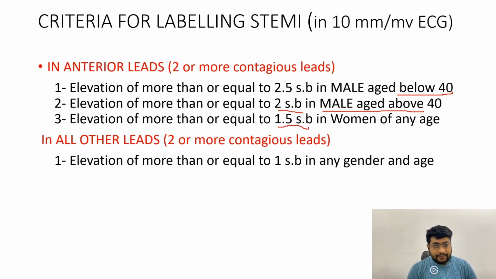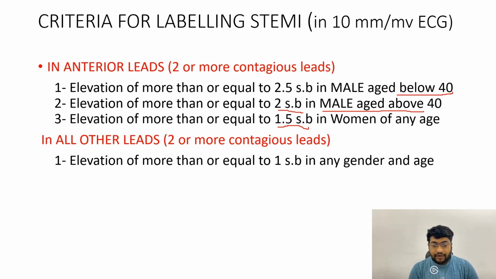If it becomes difficult for you to remember all this, just remember that in the anterior leads, we need at least 2 small blocks elevation in any gender or in any age group. So I think that would be easy. In every other lead, if we have elevation of 1 or more small blocks, that would be significant.